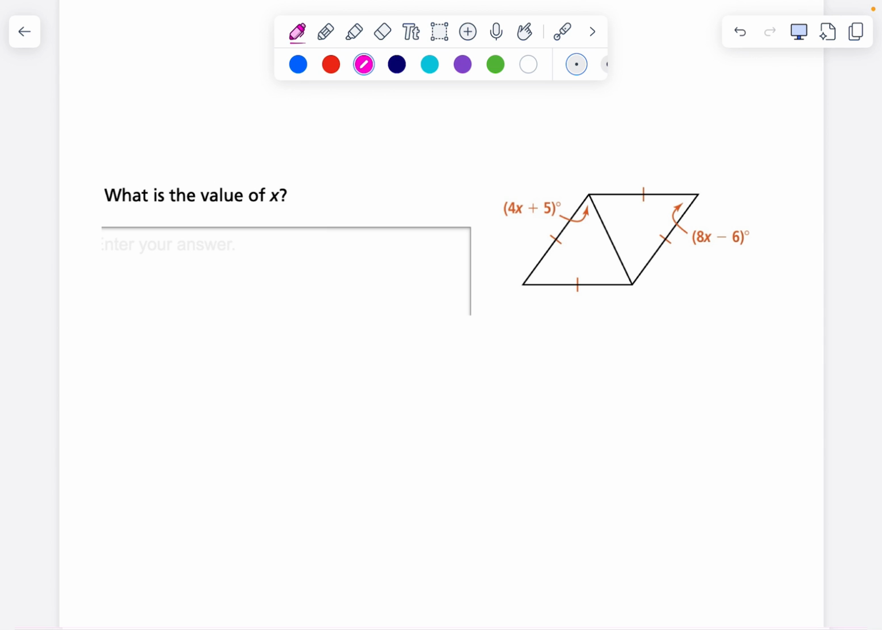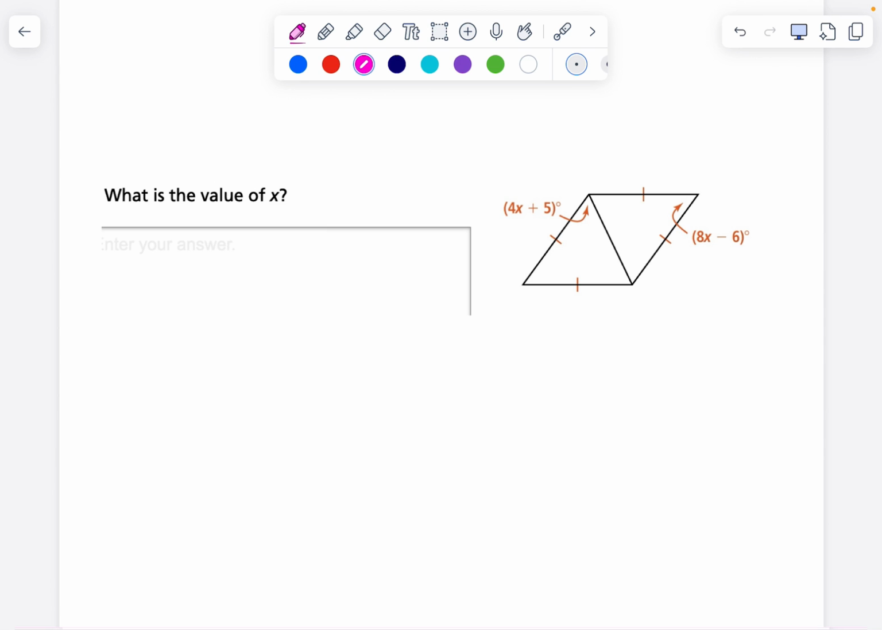What is it first? Parallelogram first, right? Yes. How do we know that? Because it says it on the paper. No, it doesn't. It says what is the value of x? How do we know it's a rhombus? It's because all sides are congruent.